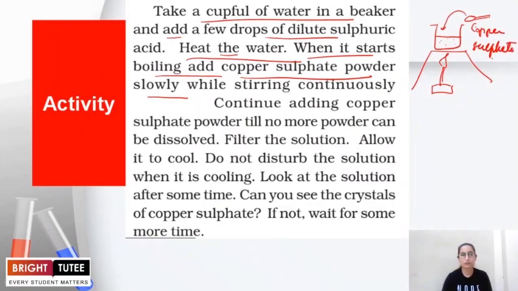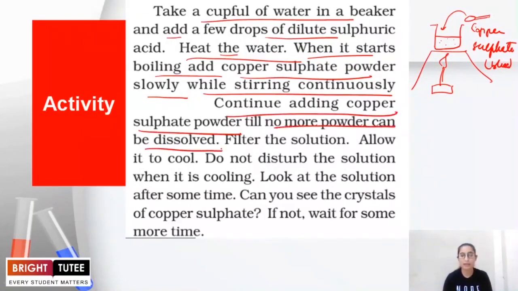Now, what did you do exactly? Copper sulfate is blue in color. As I told you, it is called blue vitriol as well. You have taken 1 teaspoon of copper sulfate and you have put it into the boiling water. While stirring continuously, you have to stir it continuously and add slowly, right? You have to keep it mixing, right? Keep on mixing it. Continue adding copper sulfate powder till no more powder can be dissolved.